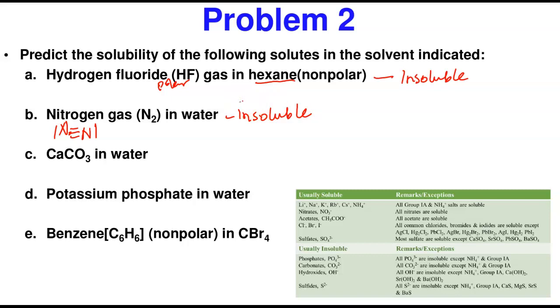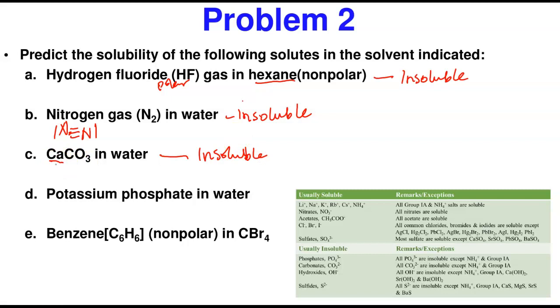Calcium carbonate in water. Now, remember, to figure out the solubility of any compound, we do that with the help of the solubility table. When you look at carbonate, it says all carbonates are insoluble except ammonium and group 1. And there's no group 1 here because calcium is in group 2. What that simply means is that this is going to be insoluble in water. If it had been a group 1 element or ammonium, it would have been soluble.